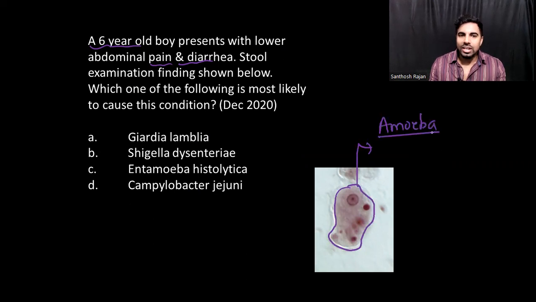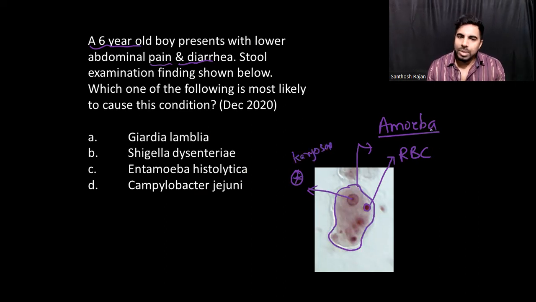Inside the amoeba there is a red color. Red color means it's definitely what? It's an RBC. This is a nucleus, this is a karyosome. You can call it karyosome or nucleus or whatever. But here what's important is the RBC. The amoeba clue has come. So amoeba means that's definitely a trophozoite. It's a trophozoite of what?